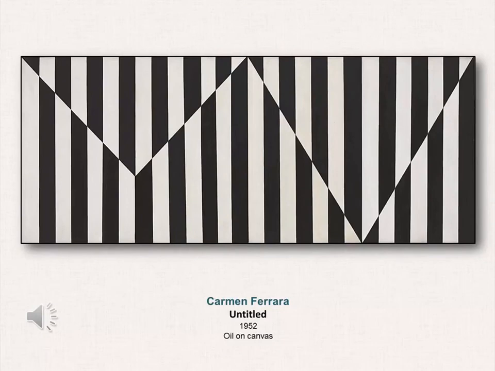I'm not going to comment on this painting, except to mention that it was painted by Carmen Ferrara. She is 103 years old. She was born in Cuba, but spent most of her life in America. She was only discovered at the age of 89. Even though she was creating the same work as her male contemporaries, it was only the men who were given exhibitions.